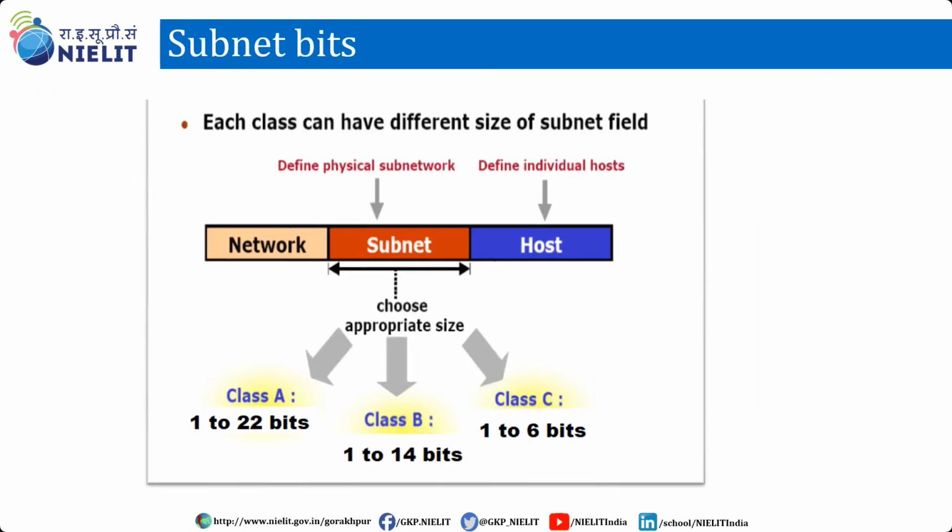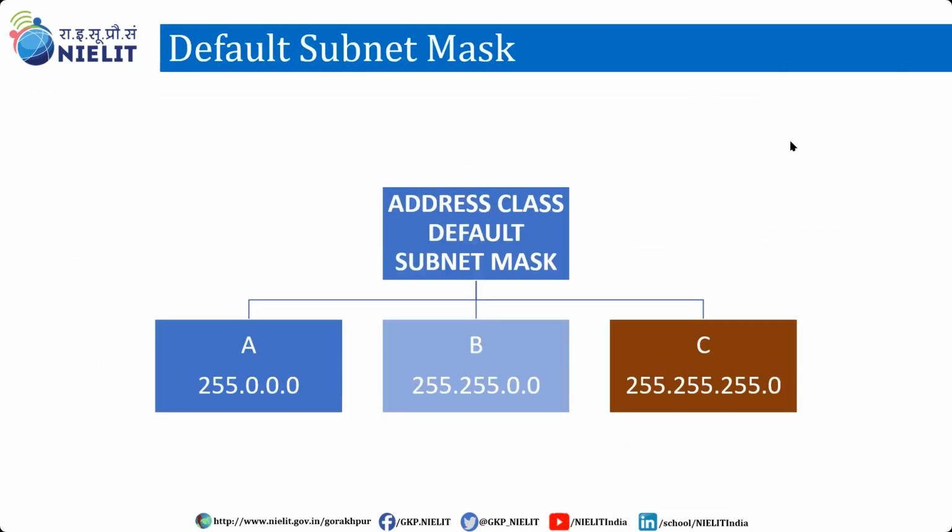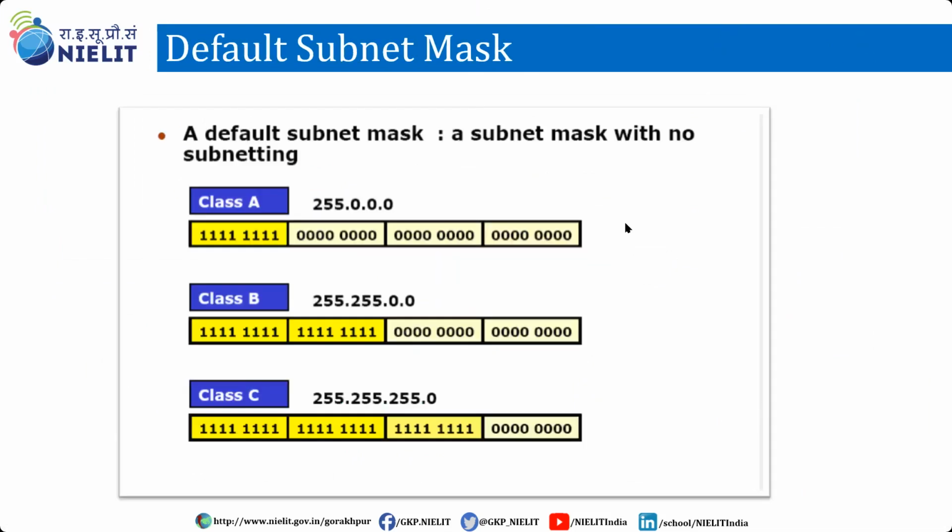And this is the default subnet mask for class A, class B and class C, as well as how many bits can be taken from the host portion in the different classes. For class A, we can borrow 1 to 22, class B 1 to 14, and class C, a minimum of 1 bit can be borrowed from the host portion and a maximum of 6 bits. So this is the default subnet mask, and this is the default subnet mask in binary format.